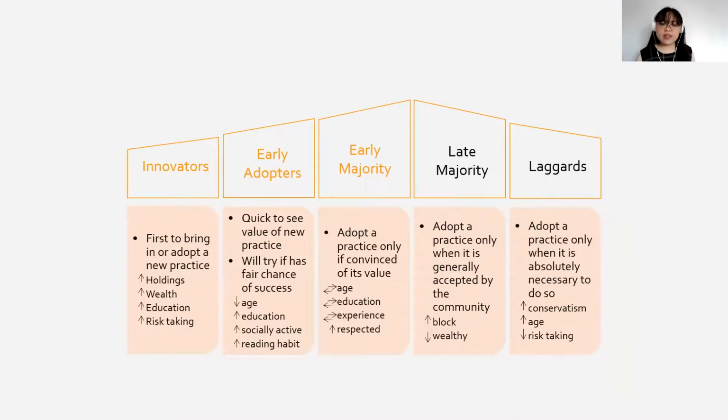Okay? So, I have there the common characteristics of your innovators, early adopters, late majority, and laggards. Innovators would have high holdings, high wealth, high education, and high personality trait of risk taking. While your laggards are people who are very conservative, or traditional. They are people who are old. Old people tend to be conservative and traditional. Okay, I'm not ageist. Tama ba yan? Ageism. Okay, but that's the common characteristic.